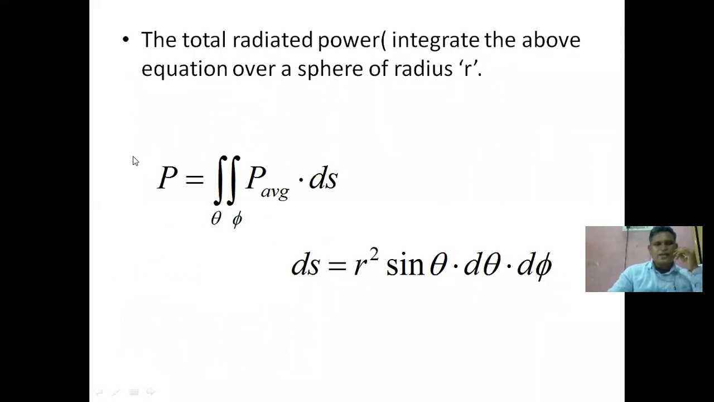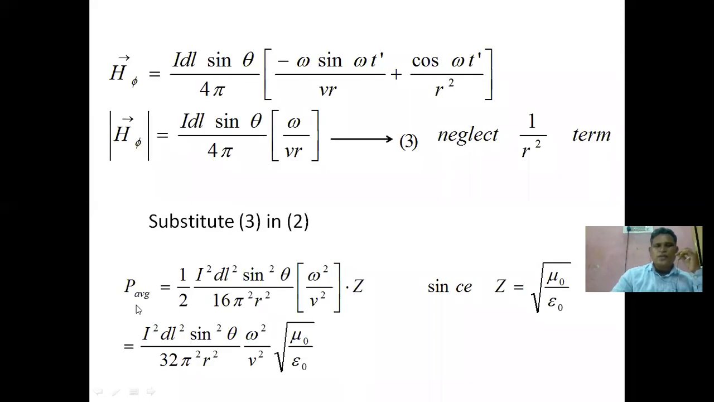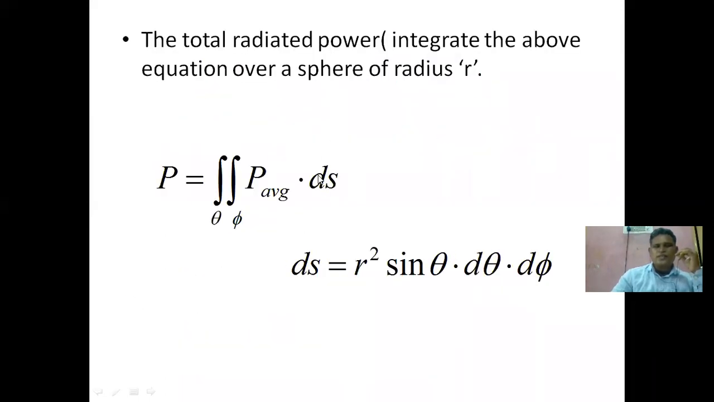The total radiated power is equal to the integral of the average power over the entire surface area of the sphere. Therefore, this is equal to the double integral of P average(theta, phi) ds. What is ds in the spherical coordinate system? ds is equal to r square sine theta d theta d phi. You just simply substitute this equation. You know the P average here, and substitute ds here.